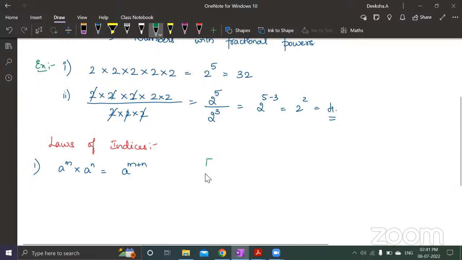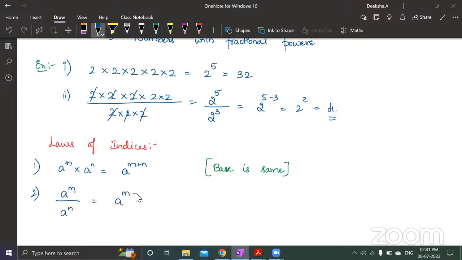So here, base must be same. If you have observed, I have written a as the base for both these numbers. Base must be same. And a power m divided by a power n is a power m minus n. So if you are having division or if you're having a fraction in which a number has same base but different powers, then you can take a number from denominator to numerator, or you can take a number from numerator to denominator. The one that shifts its position, its power, you have to change the sign.